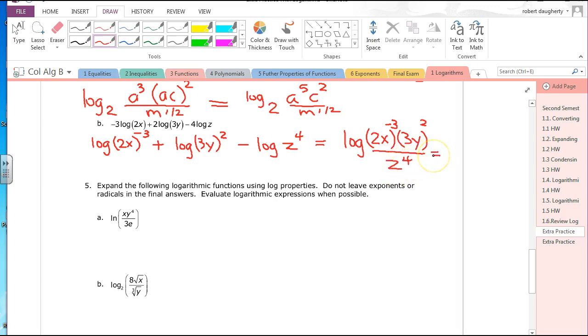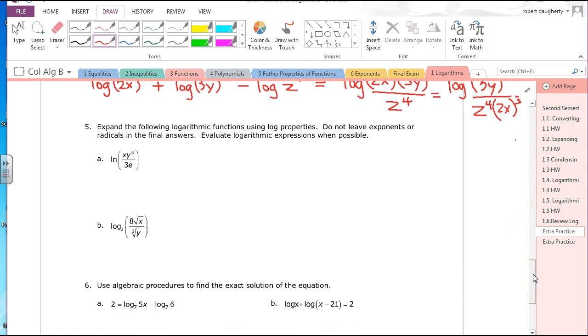And one final simplification, I don't like to leave negative exponents, so I can write this as the log of 3y squared over z to the 4th times 2x cubed. The way I handle negative exponents, if I find them in the numerator, they become positive when they go to the denominator. Okay?